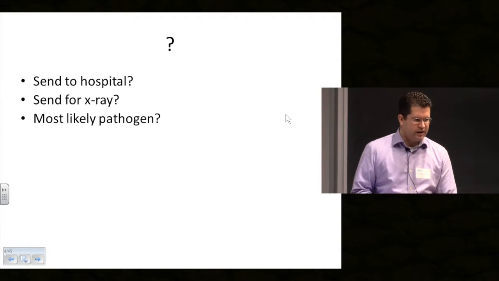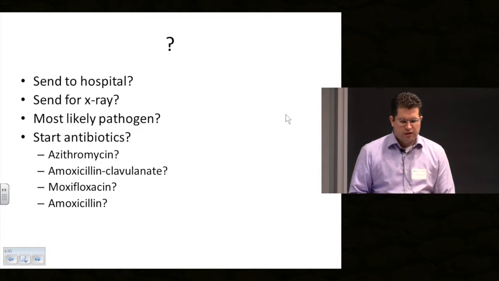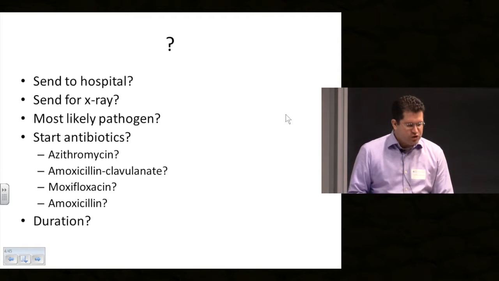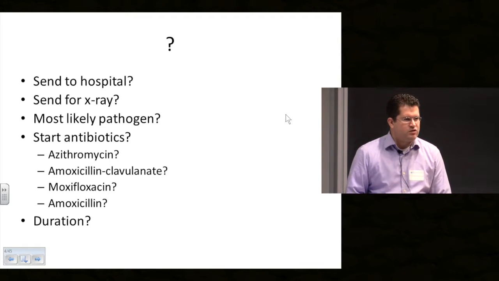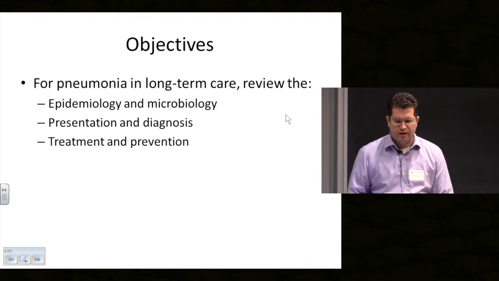Do you need to do an X-ray? If this is pneumonia, what's the most likely pathogen? If it's pneumonia, would you start antibiotics, and which one? How long would you treat for? And you could also put at the end, what should be done to minimize the chances of this happening? What preventative strategies are there for pneumonia in long-term care?